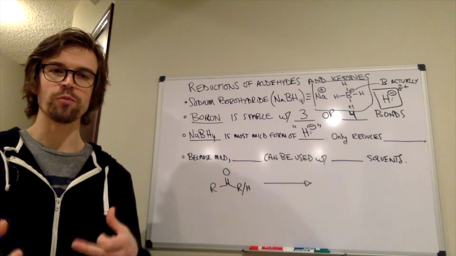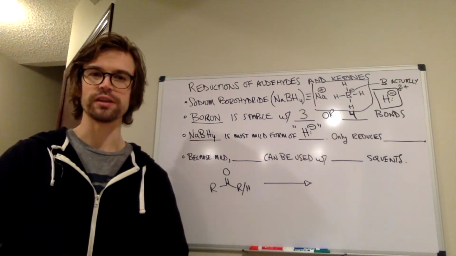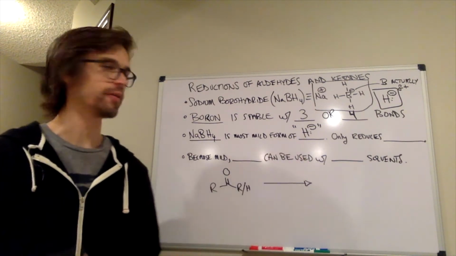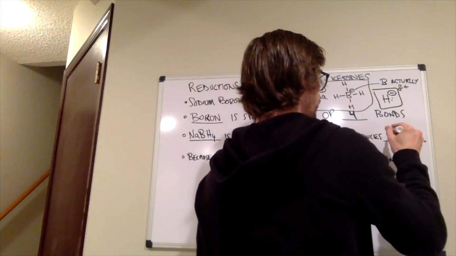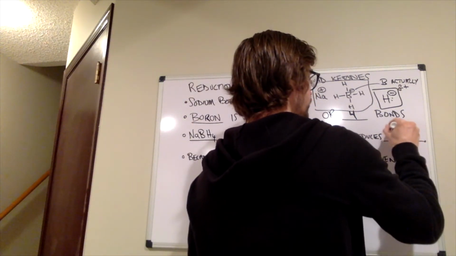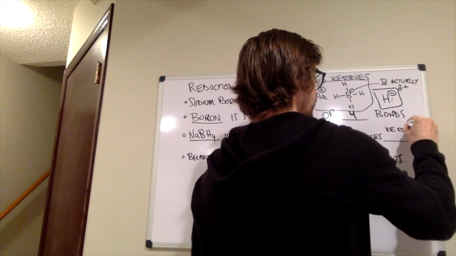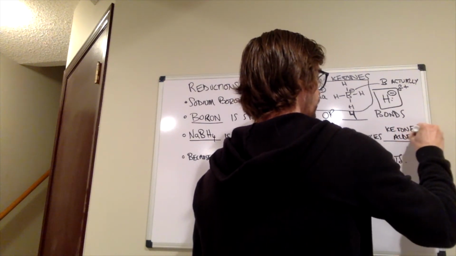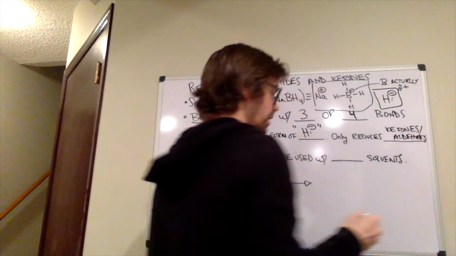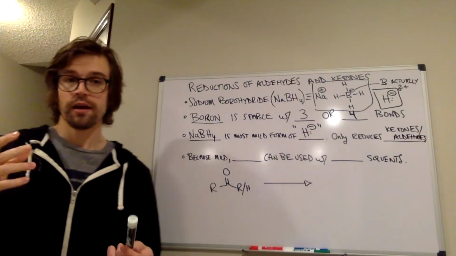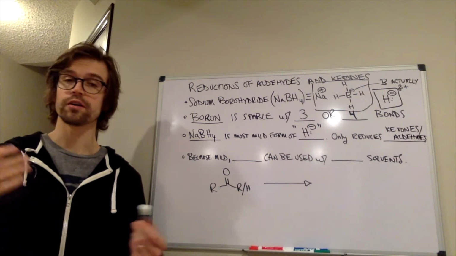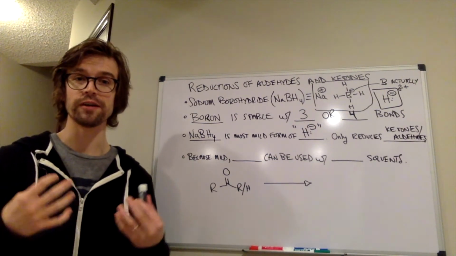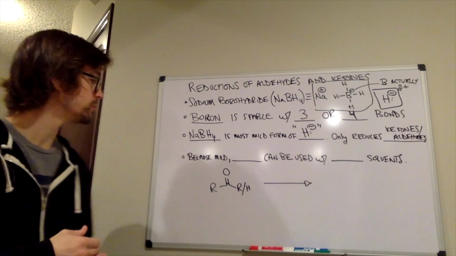And the more mild reagents will only react with these stronger electrophiles, because remember, this is a nucleophile. It's going to react with electrophiles. It's only going to reduce ketones and aldehydes. We'll see, once we get further into the chapter, that there are other carbonyl type functional groups. Sodium borohydride is not a strong enough nucleophile to reduce those.